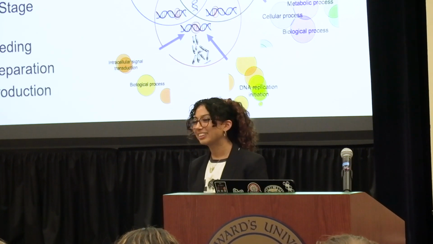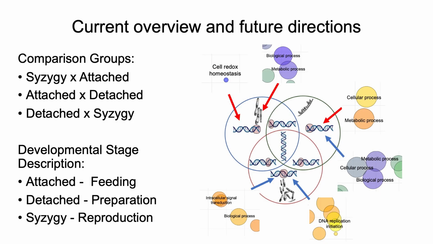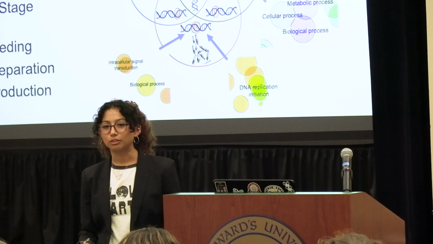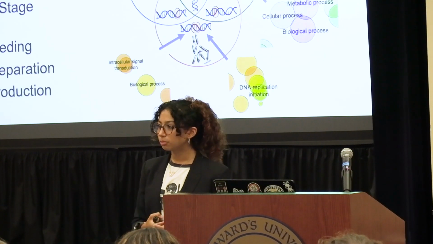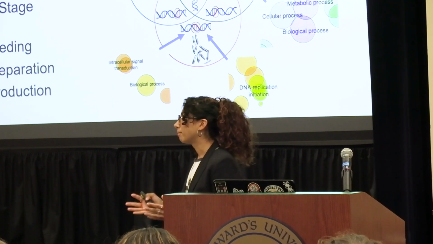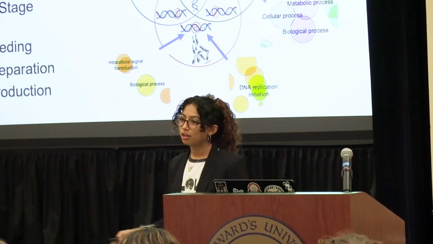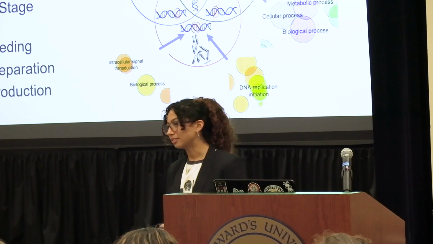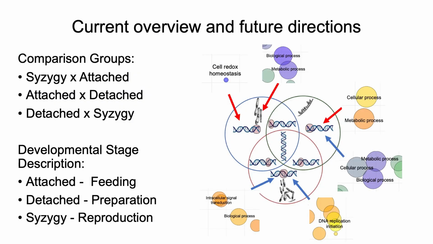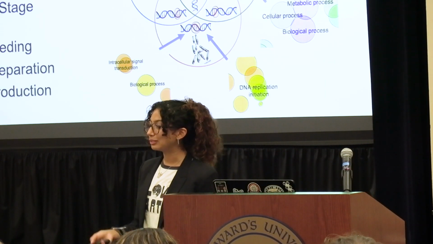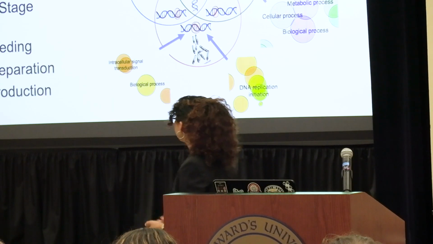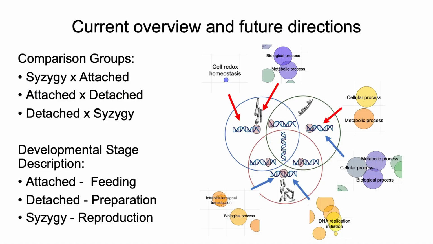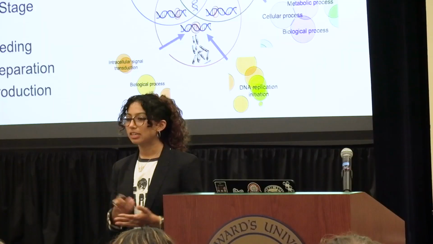Now, to conclude, I looked at three main comparison groups: the syzygy versus attached, attached versus detached, and detached versus syzygy. Through these comparison groups, I was able to see the relationships between them, but also gain a broader description for each stage. For our attached trophozoites, the feeding stage, I saw a lot of genes associated with metabolism. For our detached trophozoites, those in the embryonic stage, preparing for reproduction, I saw a lot of those preparation genes associated with DNA replication. And lastly, for syzygy, the reproductive genes, I saw a lot more genes associated with homeostasis and maintenance.